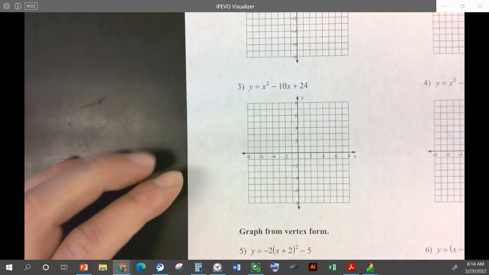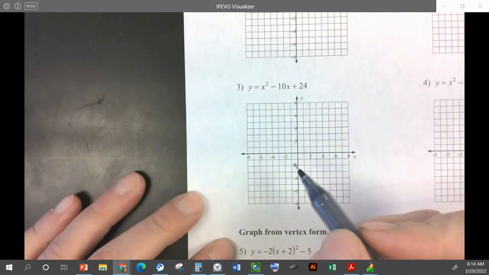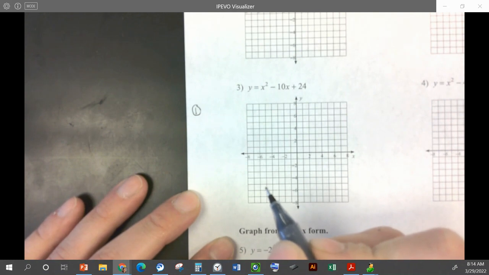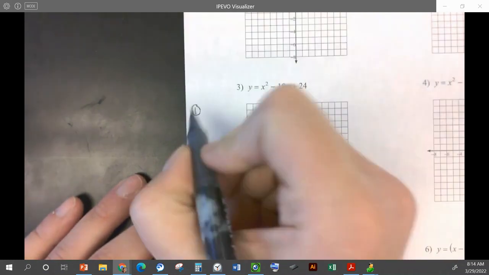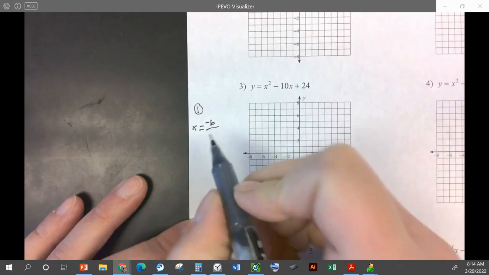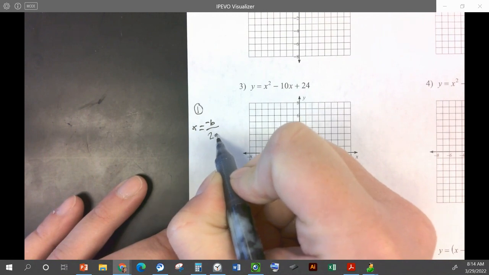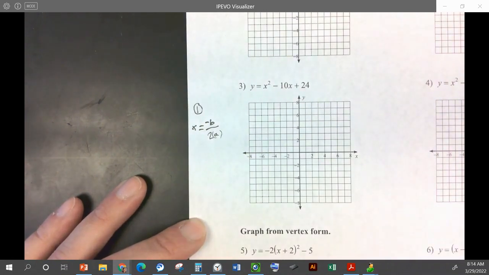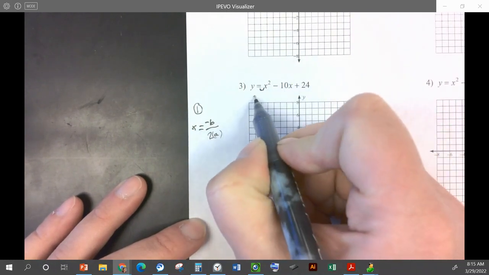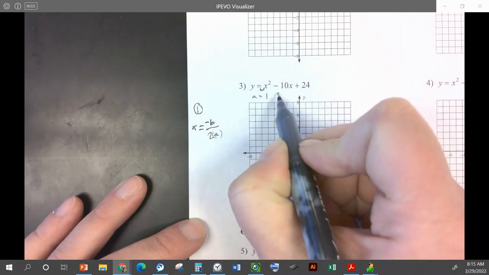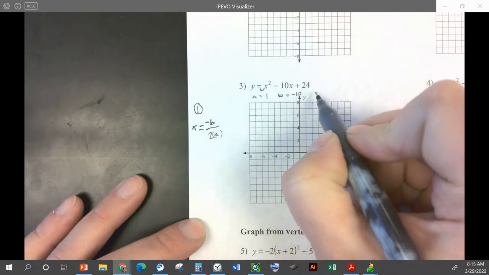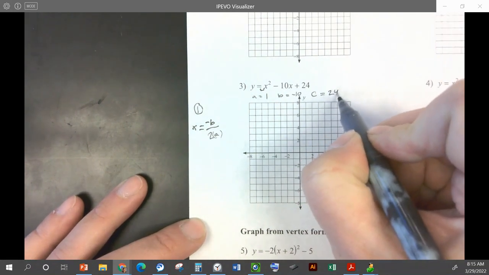So standard form is what we learned last time. So our formula, do you guys remember our formula? Good. Negative b, so x is negative b over 2 times a. Here we have the number in front of x is a, so a is 1. B is negative 10. And c is 24 here.